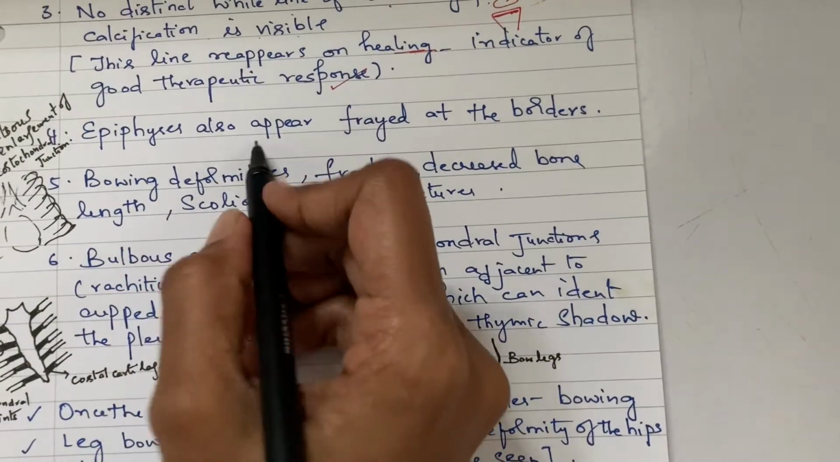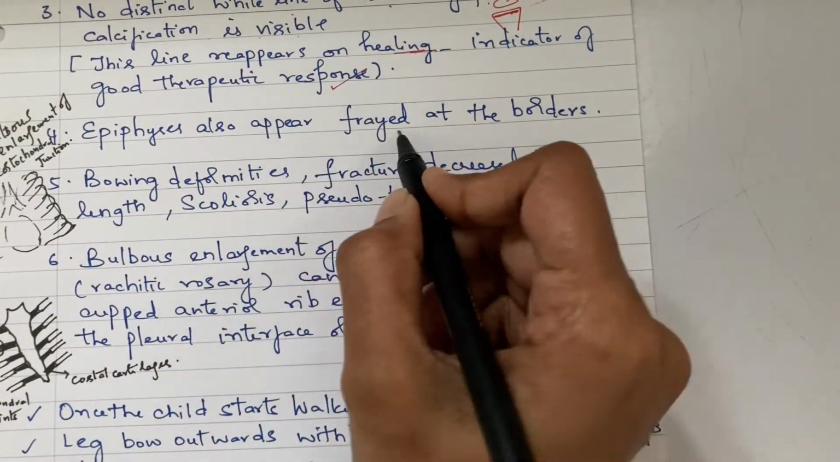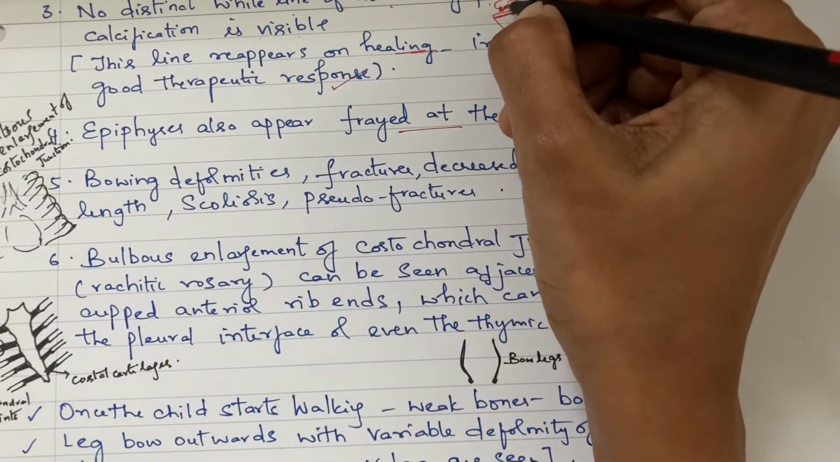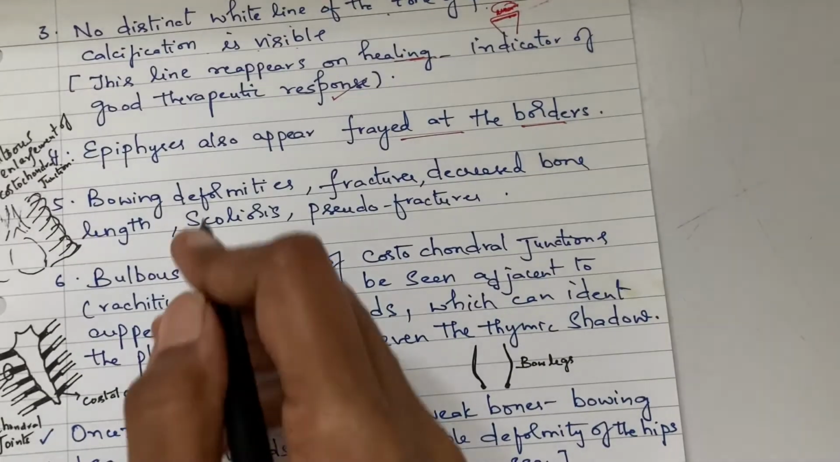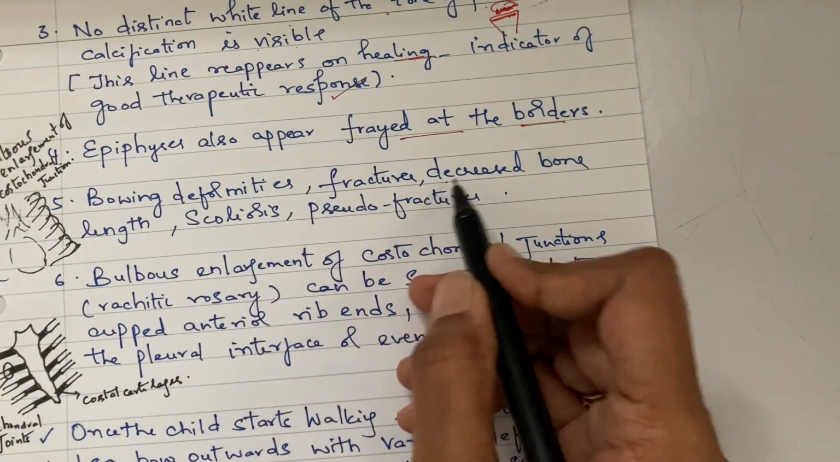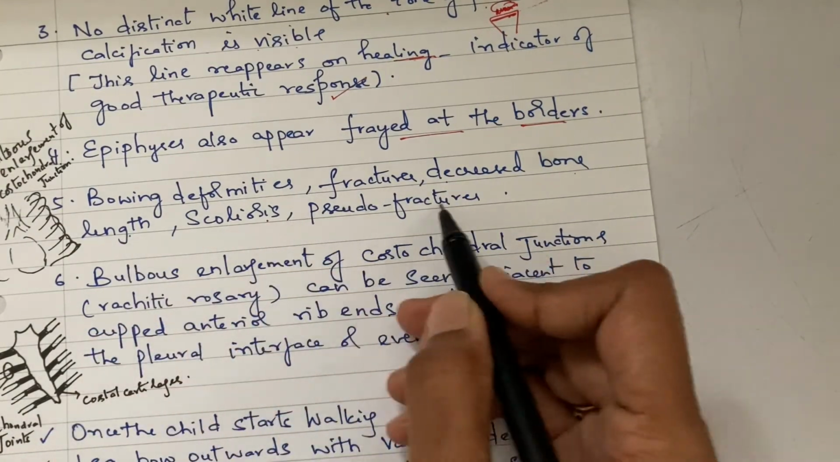Then we have epiphysis is also frayed at the border. Sometimes epiphysis is also frayed at the borders. There will be bowing deformities, fractures, decrease in bone length, scoliosis and pseudofracture.